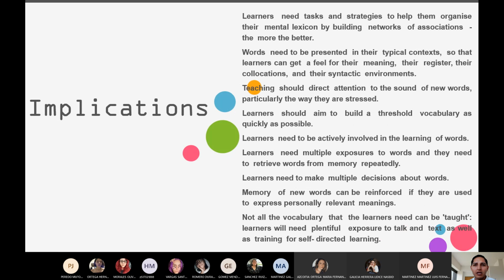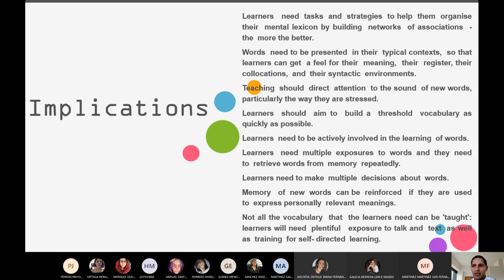Now, the pedagogical implications for learning vocabulary, for presenting vocabulary, for practicing it. Well, students need tasks and strategies to help them organize their mental lexicon by building networks of associations. The more the better. Okay.